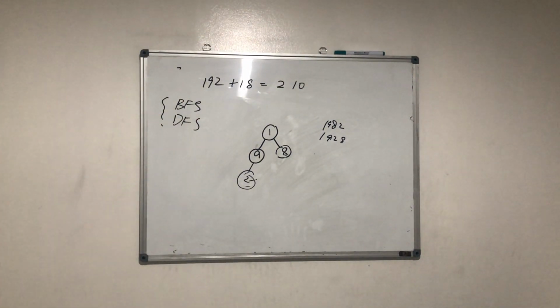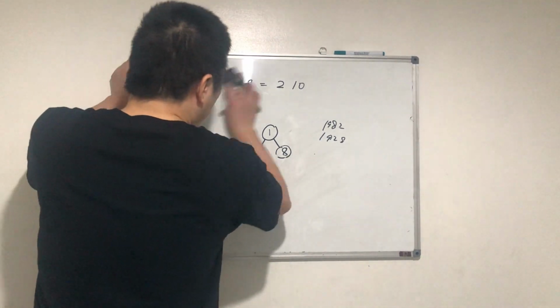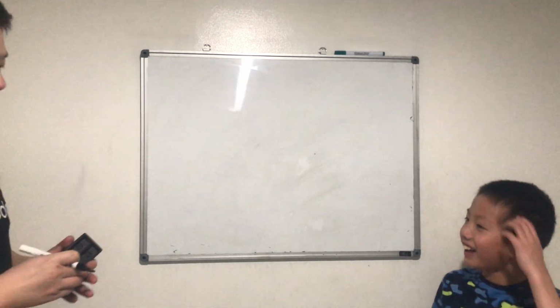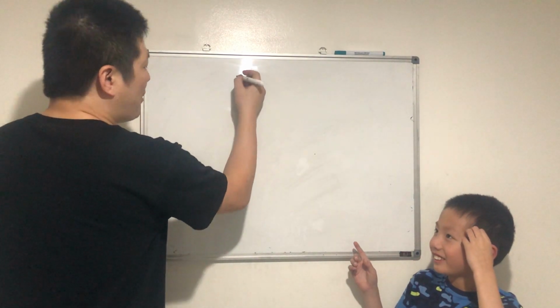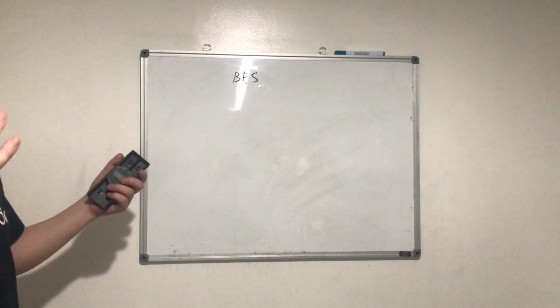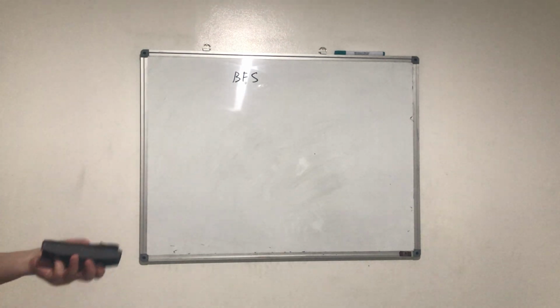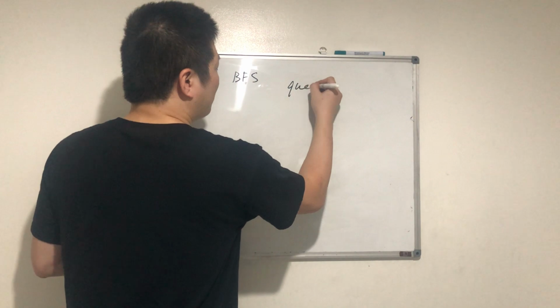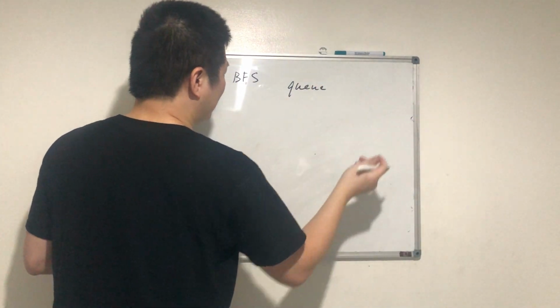Okay, so in order to do breadth search, what kind of data structure are we using to implement it? What kind of data structure can we use? Queue. And what's a queue? First in, first out.